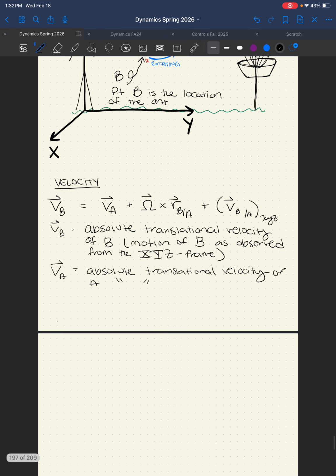Okay, omega here, I'm not sure why the book switches from a lowercase omega in the previous equations to an uppercase omega here, but they still represent the exact same thing. So this capital omega here is angular velocity. This is the angular velocity of the little x, little y, little z frame with respect to the big X, big Y, big Z frame.